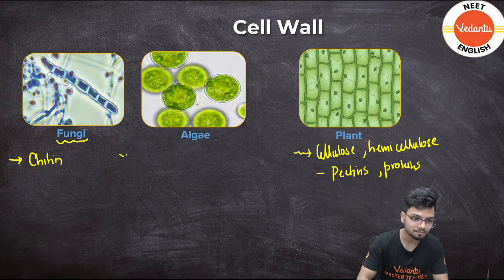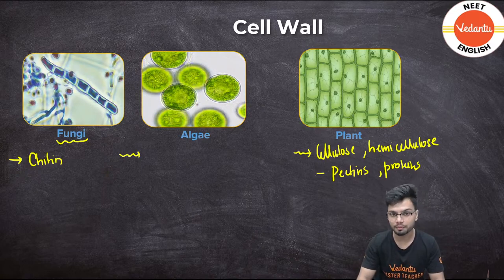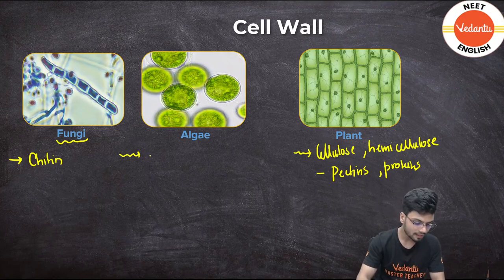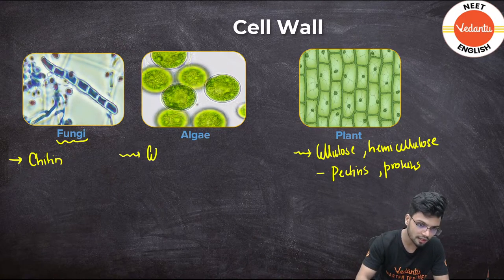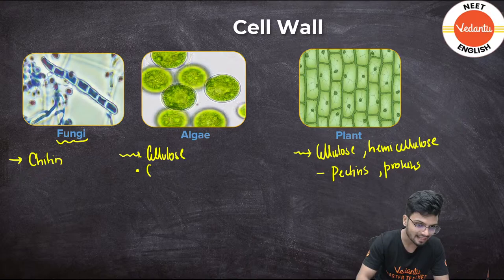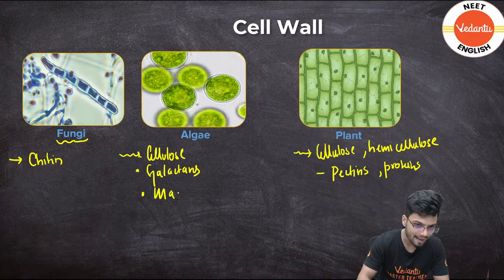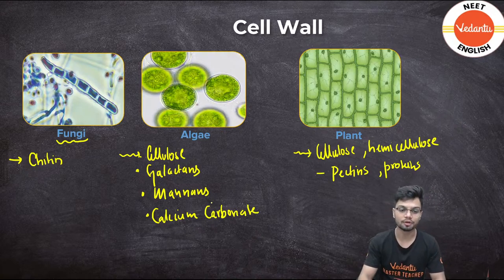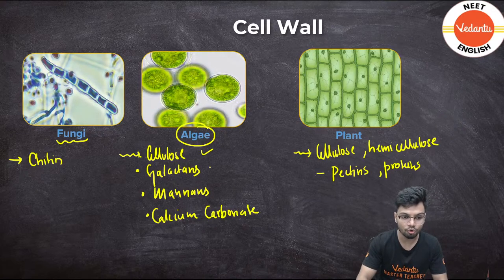Now, what about algae? This is where a lot of information all of you need to remember. I am writing it down. Please write it down and remember these points. In the case of algae, it is made up of, again, cellulose. But it is also made up of galactans, mannans, and calcium carbonate. So the algal cell wall is made up of cellulose, galactans, mannans, as well as calcium carbonate.